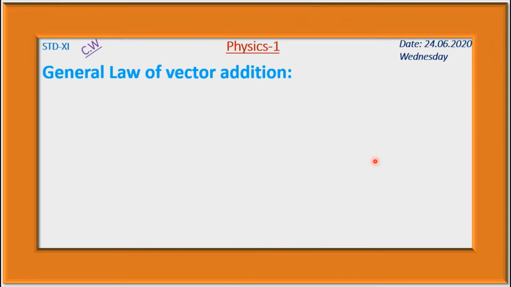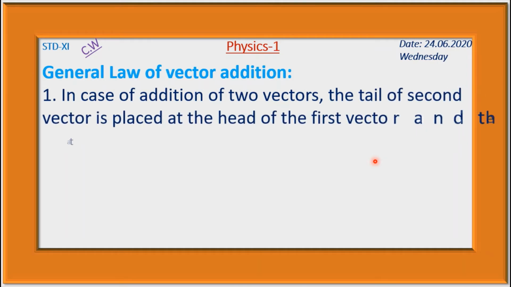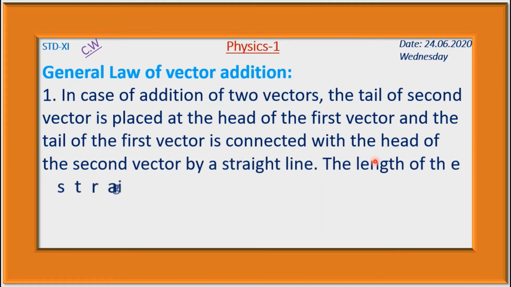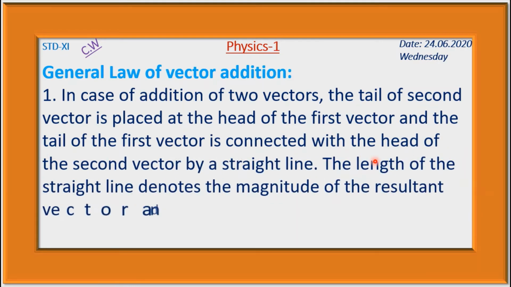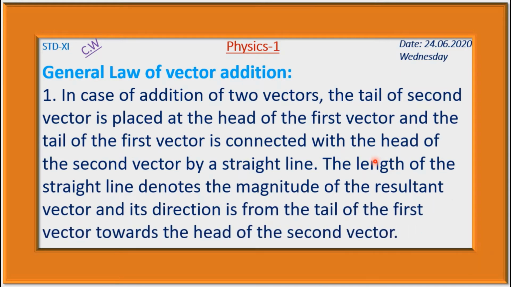General law of vector addition. Number 1. In case of addition of two vectors, the tail of the second vector is placed at the head of the first vector, and the tail of the first vector is connected with the head of the second vector by a straight line. The length of the straight line denotes the magnitude of the resultant vector and its direction is from the tail of the first vector towards the head of the second vector.